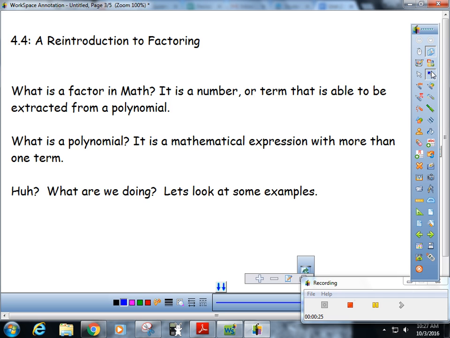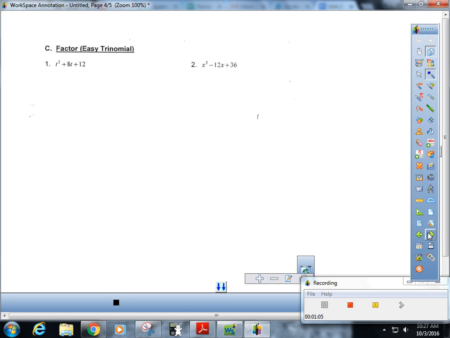So what is a factor in math? It's a number or a term that is able to be extracted from a polynomial, okay? Well, that brings up a whole other question. What's a polynomial? Well, a polynomial is like an expression with more than one term. That's what poly means. Okay? So, those are some just brief definitions of what we're doing. Let's take a look at what factoring actually looks like.